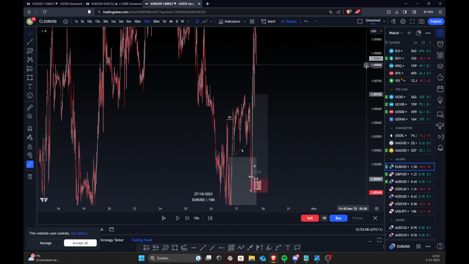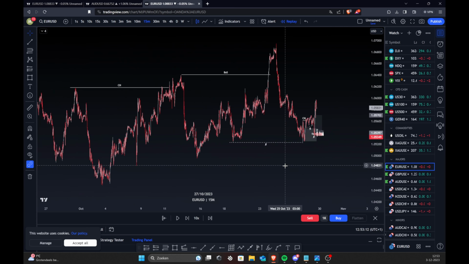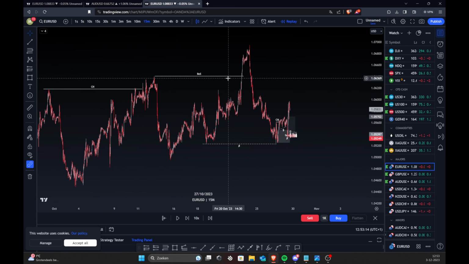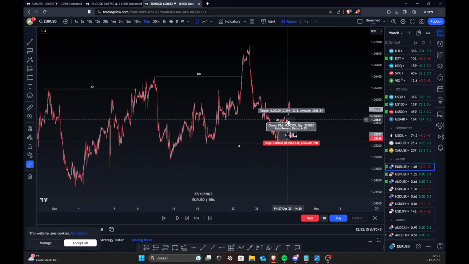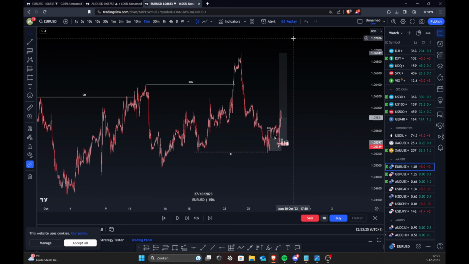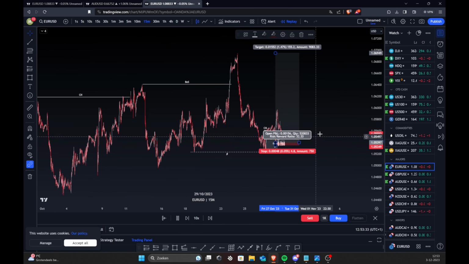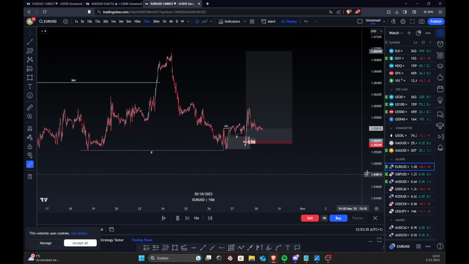Then you can zoom out even bigger, and then look again at your higher time frame analysis. Now we can target this high over here because we broke structure multiple times to the upside, and now we want to see a break of structure to the upside again. And this is where this entry becomes a real sniper entry. Let's see how it plays out.